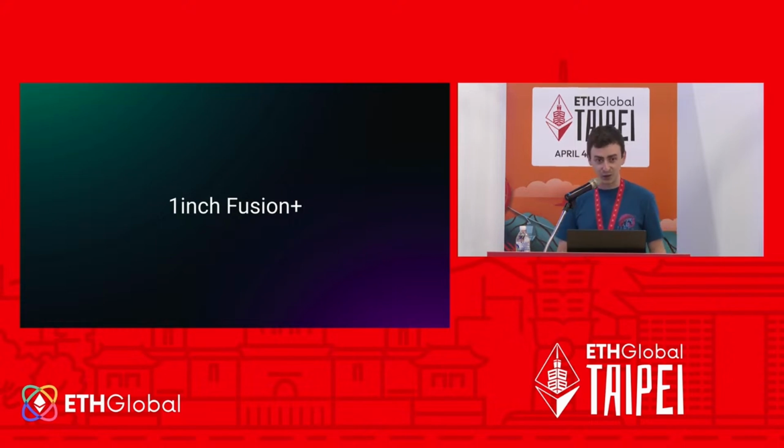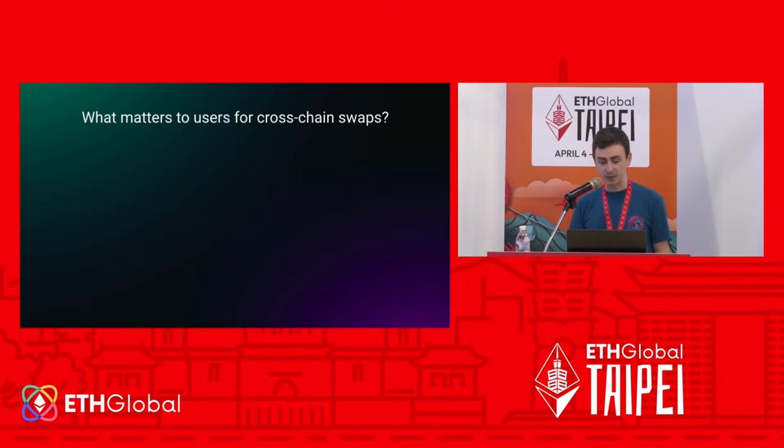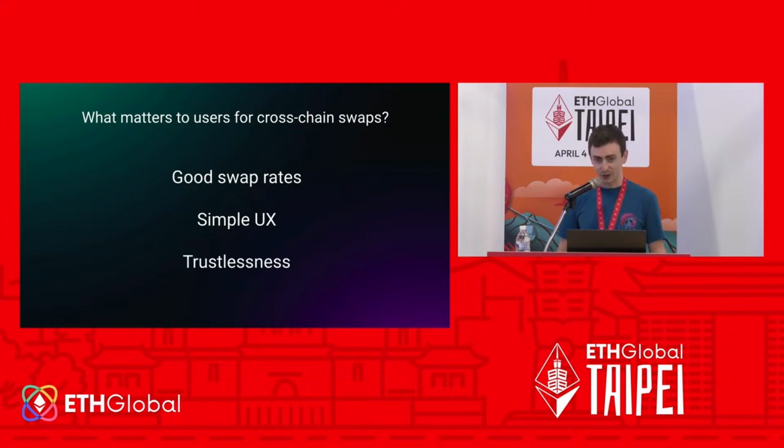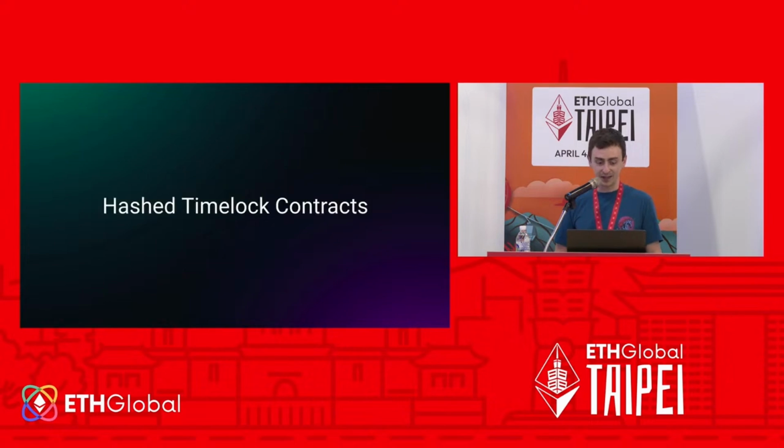So that finally gets us to 1inch Fusion Plus. When we were building out 1inch Fusion Plus, we had to ask ourselves, what actually matters to users for cross-chain swaps? The rates need to be good. The UX needs to be simple, or they'll go to someone else who can do it more simply. And trustlessness. Maybe users don't care that much about trustlessness now, but over time, I think that'll get more and more important. And because we're 1inch and we're already a DeFi protocol, that's probably where we should start. That eventually landed us on the implementation of hashed timelock contracts.